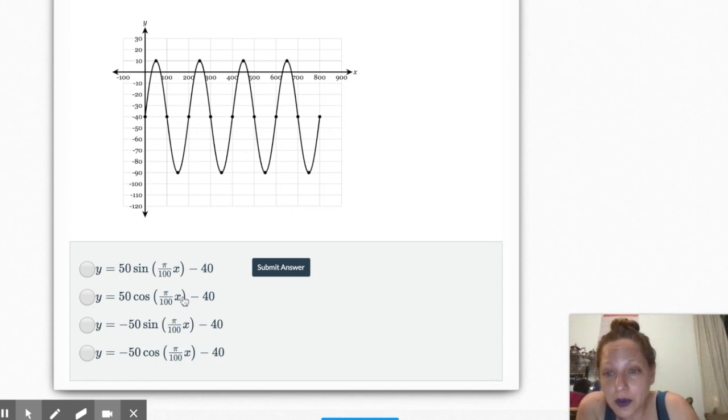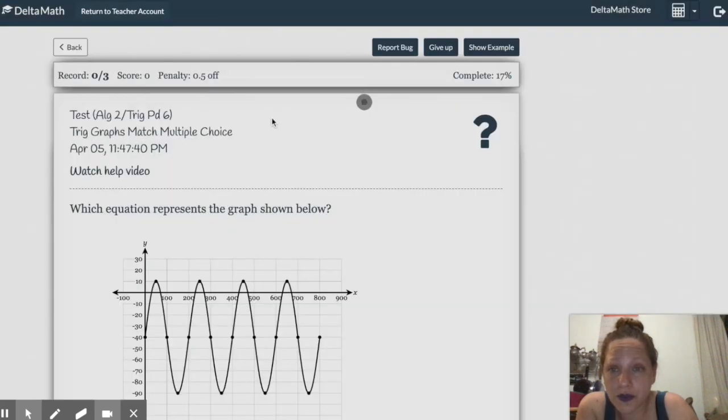The next thing I want to check is if it's sine or cosine. So if it starts at the midline, it's sine. If it starts at the amplitude, it's cosine. This one is a sine. Last thing I want to do, trace 1 period so that you end back where you started. So that would be right here. Okay. And that's at 200. So you do 2 pi over 200 and simplify that to pi over 100. And that is how you would choose your equation.